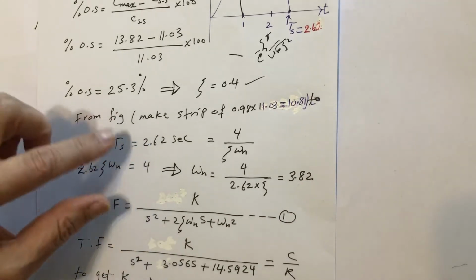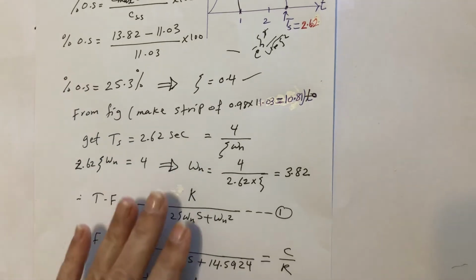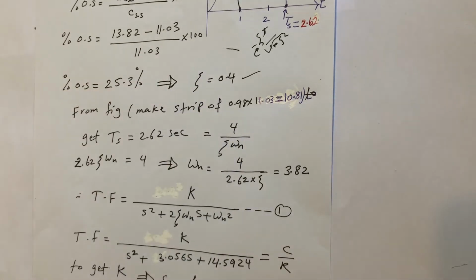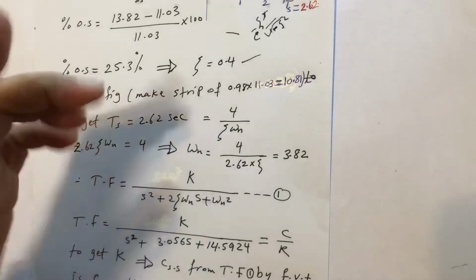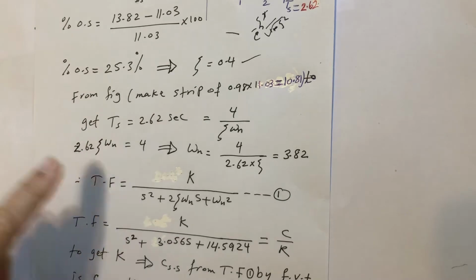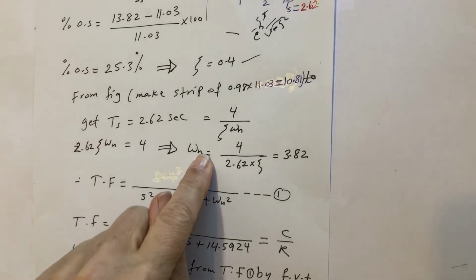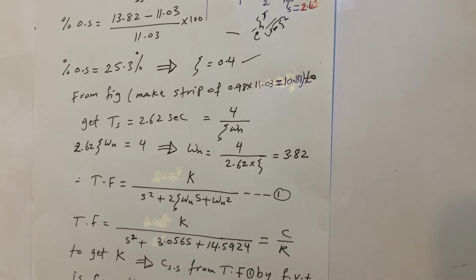So from here we have the settling time. Settling time equals 2.62 seconds, and we know that settling time is equal to 4 over zeta omega n. So we have zeta omega n times the settling time, which we have here, equal to 4. We get omega n from this expression. It's 3.82 rad per second.